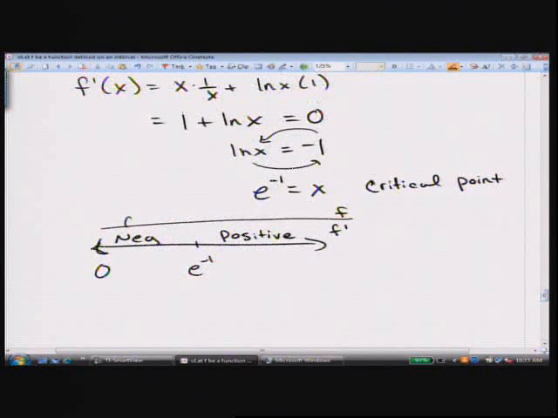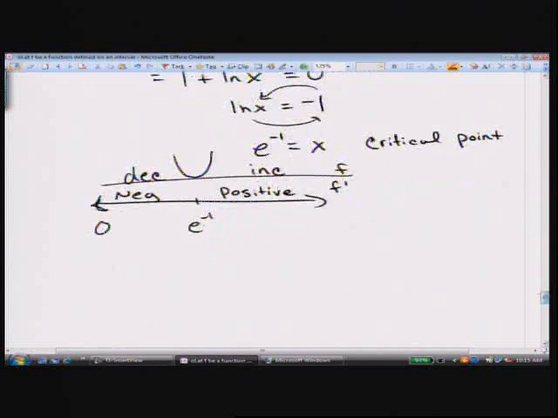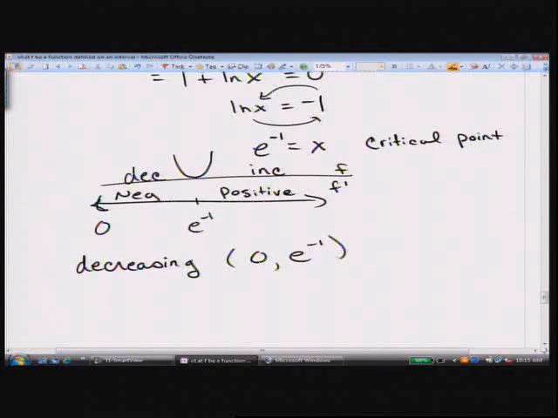Which means that your original function is decreasing and then increasing. So we decrease and then we increase, right? Okay. And so we are decreasing from 0 to e to the negative 1, and then we are increasing from e to the negative 1 to infinity.